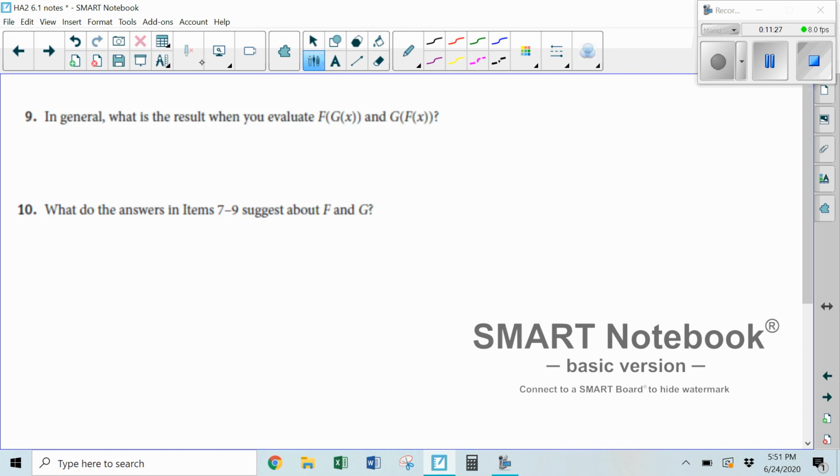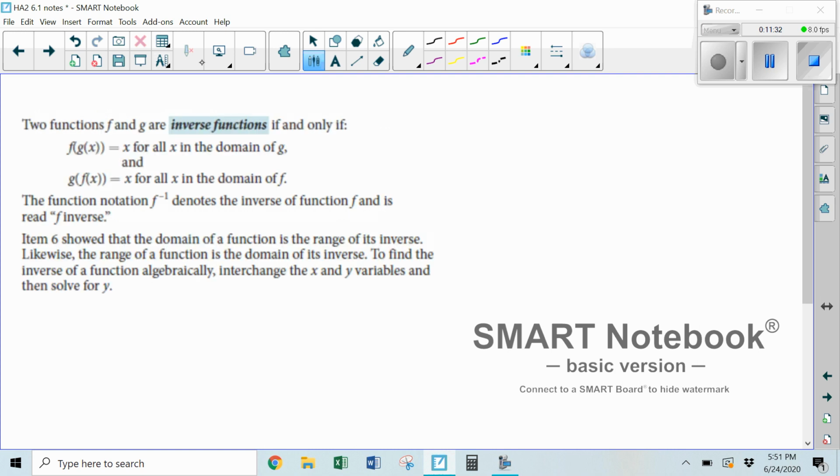So the last part today is going to be a little bit more with inverses. Oh, sorry, there's a little blurb here we should go through first, and we'll talk more about this part tomorrow. Two functions, f and g, are inverse functions if and only if, and this is what we just talked about, whatever you input, that is what you're going to get out. So f of g of x equals x, and g of f of x equals x. Again, we'll talk more about that tomorrow.